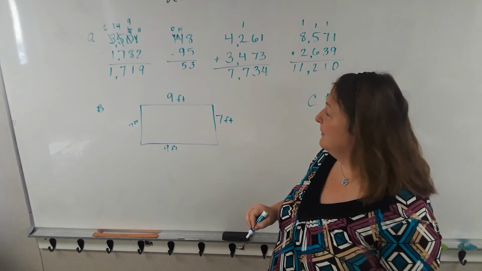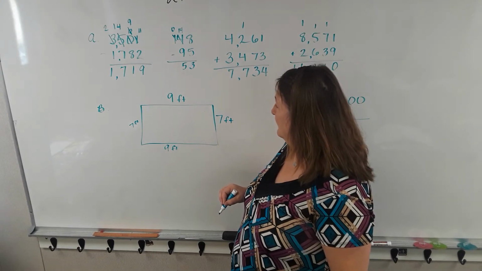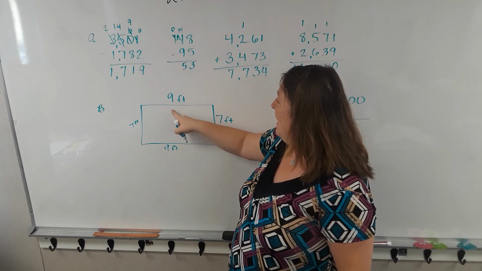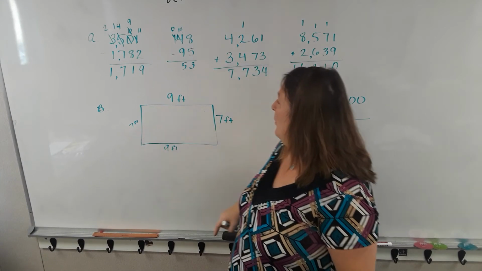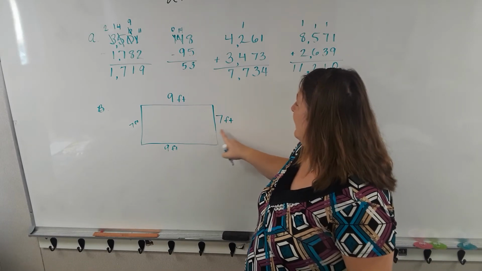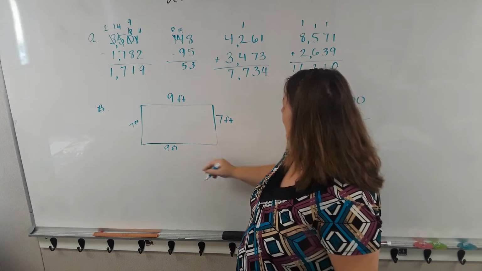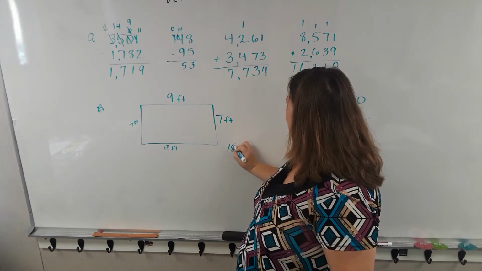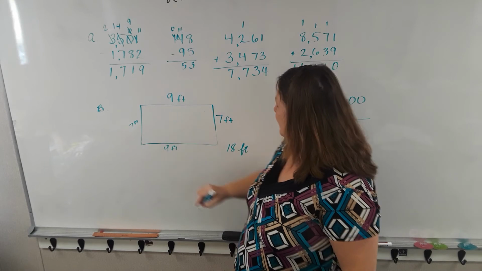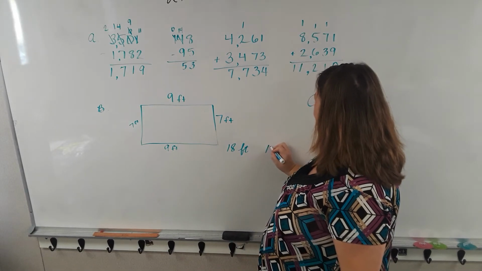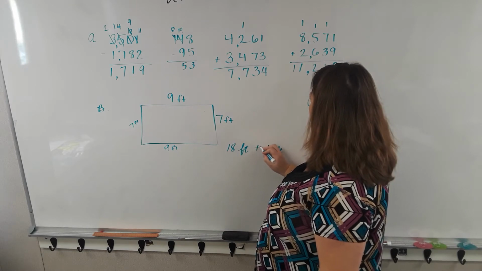How do we find the perimeter? We add all 4 sides. We could do 9 plus 9 plus 7 plus 7. Or we could do 9 plus 7 plus 9 plus 7. Let's do 9 plus 9 equals 18 feet. And 7 plus 7 equals 14 feet. Add them together.